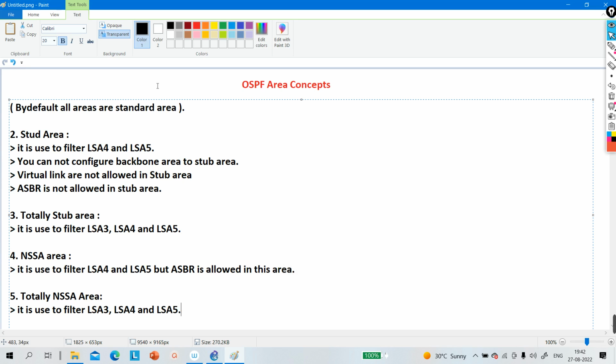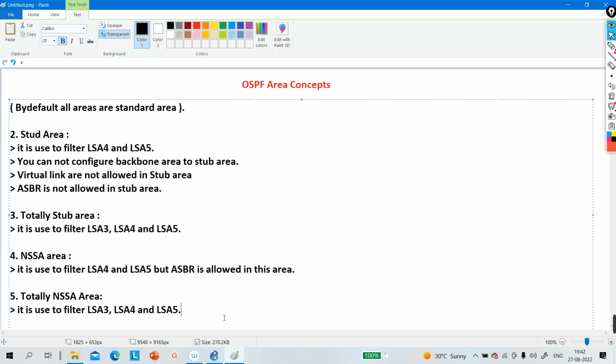So the area concept is used to filter the database, to filter LSAs, to reduce the size of the database. If an interviewer asks you why we come up with the area concept in OSPF, your answer should be: we come up with the OSPF area concept to reduce the size of the database of the OSPF router. Okay, so this is all about the theory part, guys. Now let me discuss practically.